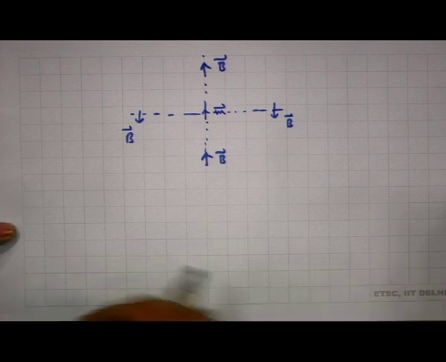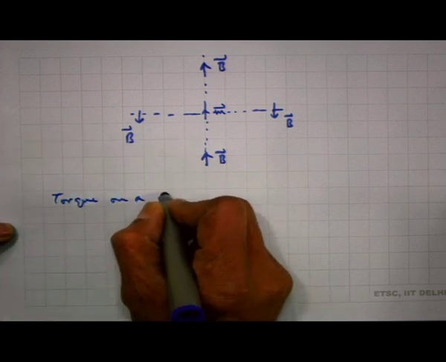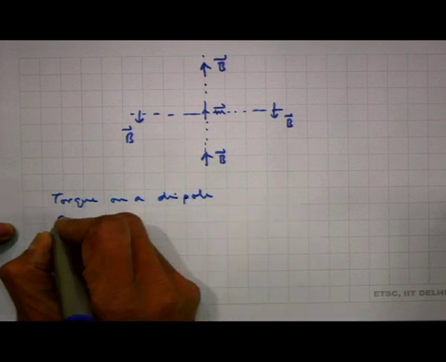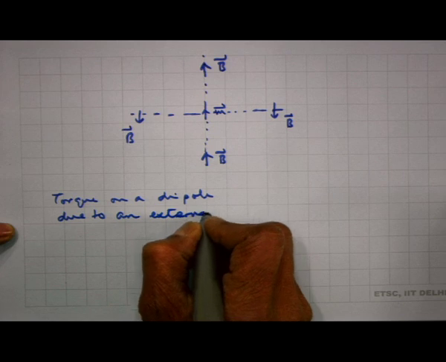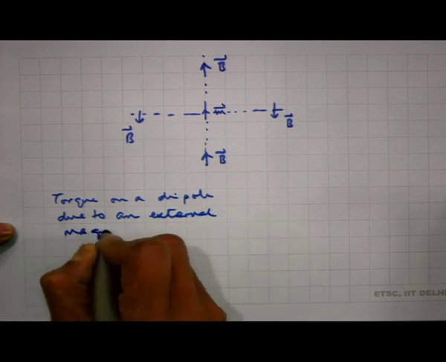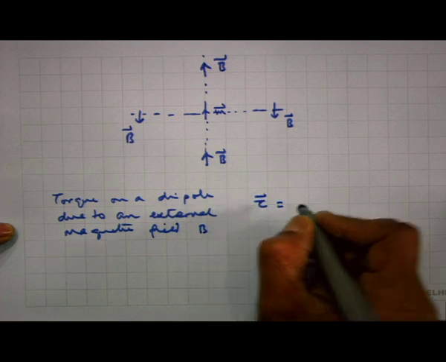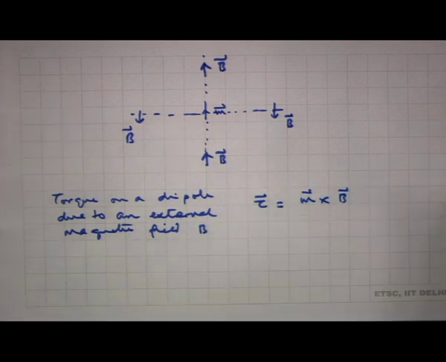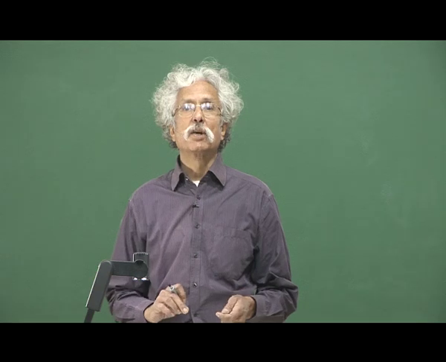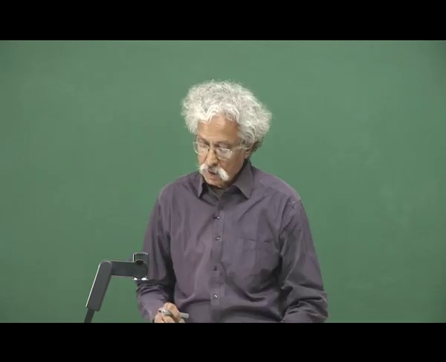And also we had calculated the torque on a dipole due to an external magnetic field B as tau is equal to m cross B. So, the torque is m cross B, and the torque on the dipole tends to align the dipole along with the magnetic field. So, the torque tries to align the magnetic dipole along the direction of the magnetic field.